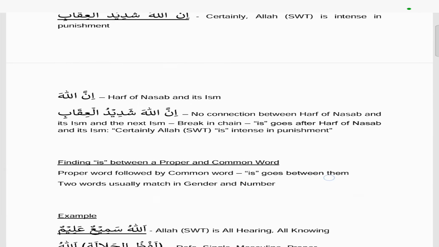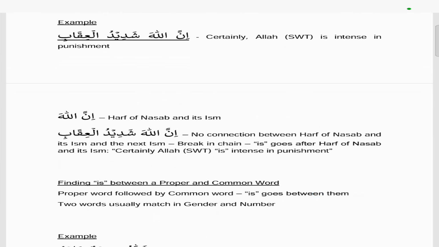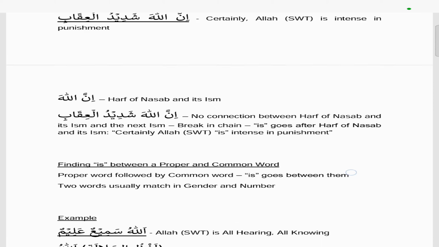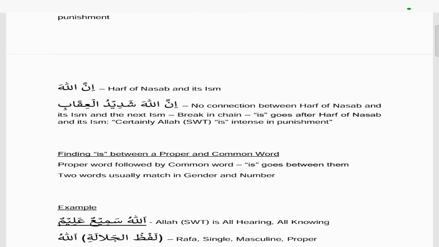So for example, if we have inna allaha shadidul iqabi, so certainly Allah is intense in punishment. Inna allaha is the harf of nasab and its ism. So inna is the harf of nasab, and the lafzul jalala, the word Allah, is the ism of the harf of nasab. And then there's no connection between the harf of nasab and its ism and the next ism, which is shadidu. There's a break in the chain, so therefore the "is" goes after the harf of nasab and its ism. So the translation will be certainly Allah is intense in punishment.